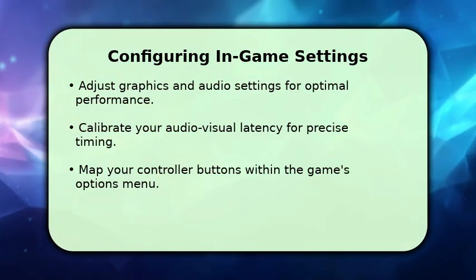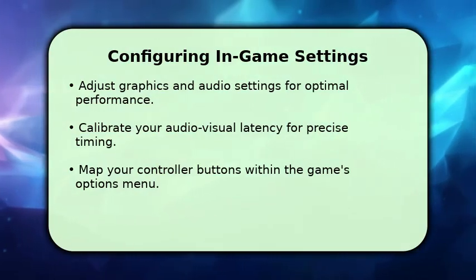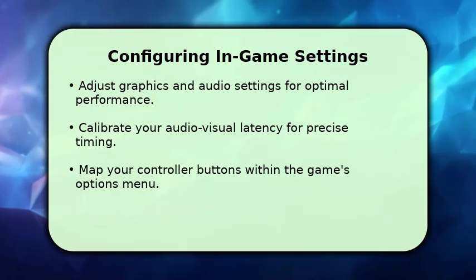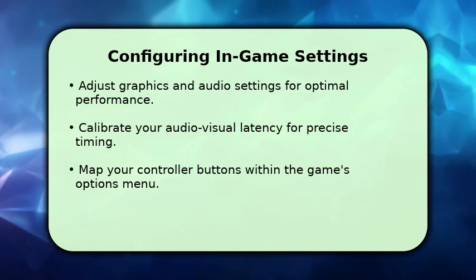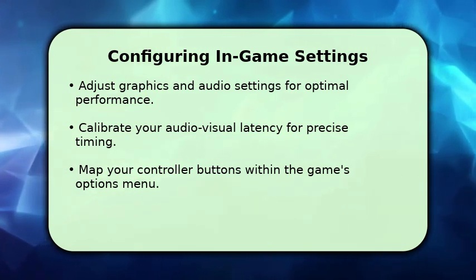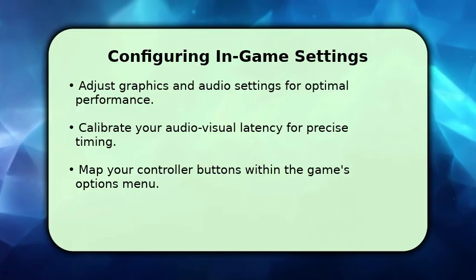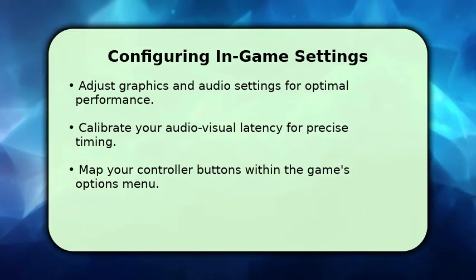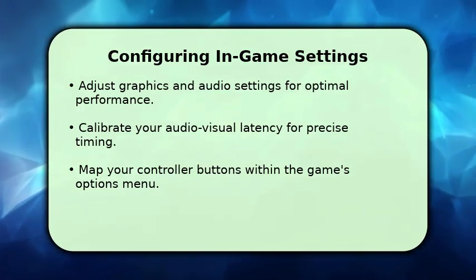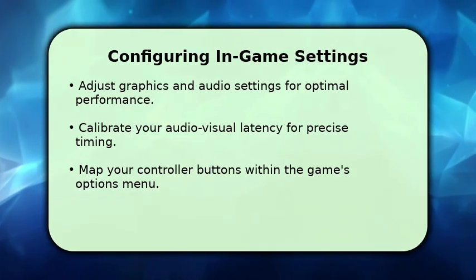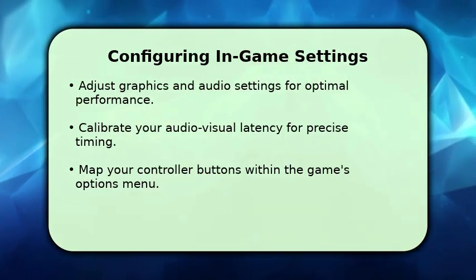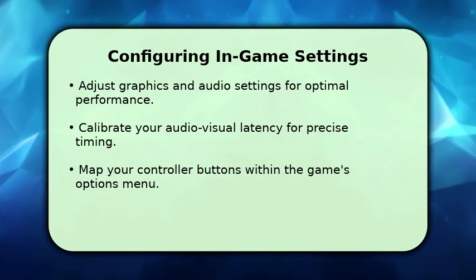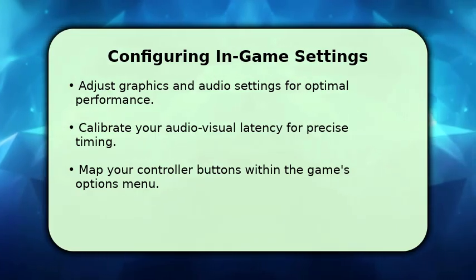With your controller connected, dive into the in-game settings to optimize your experience. Start by adjusting graphics and audio to suit your system, aiming for 60 frames per second. Crucially, calibrate your audio-visual latency. This ensures notes appear and sound perfectly in sync, often requiring a few test runs. Finally, map your guitar's buttons within the game's controller options, customizing it to your preferred layout for maximum comfort.